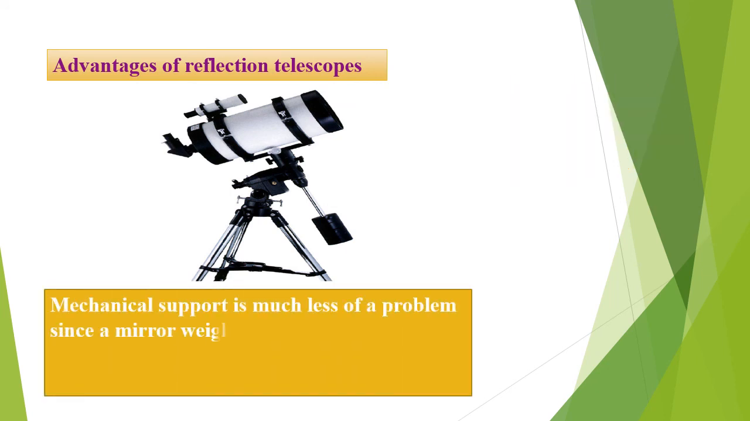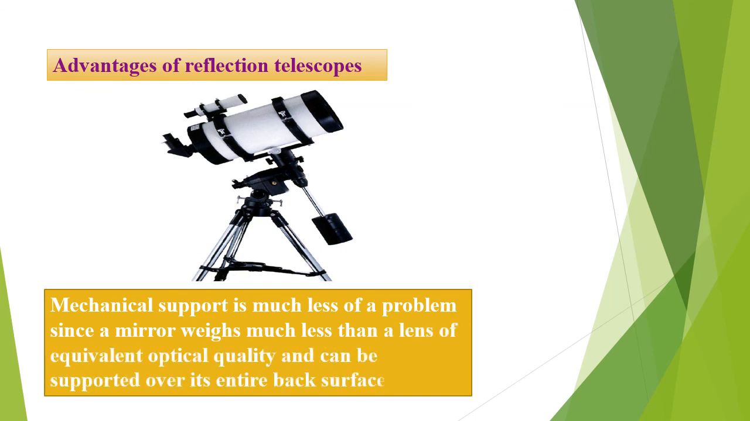Mechanical support is much less of a problem since a mirror weighs much less than a lens of equivalent optical quality and can be supported over its entire back surface. If the objective is a lens, we need a much bigger lens which is much heavier and very difficult to handle. Therefore, by using the reflecting telescope, the reflecting portion is lightweight and can be easily handled.